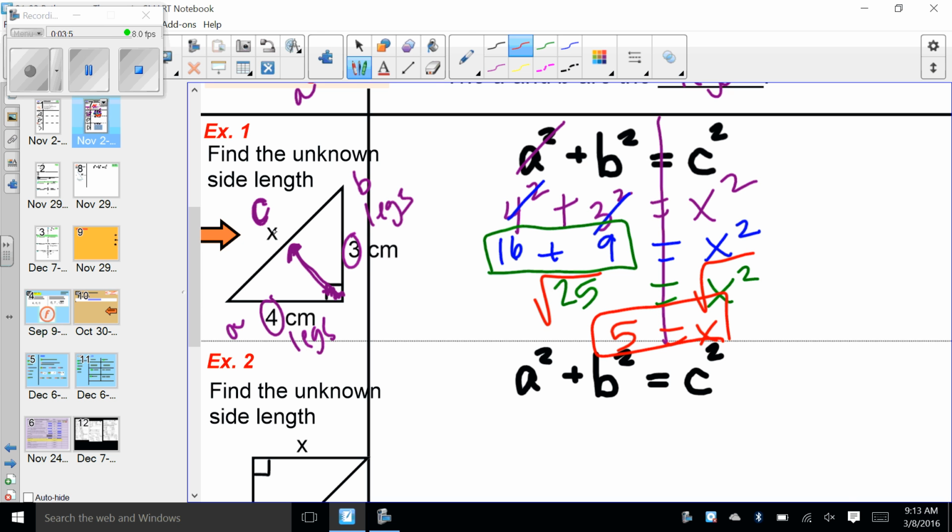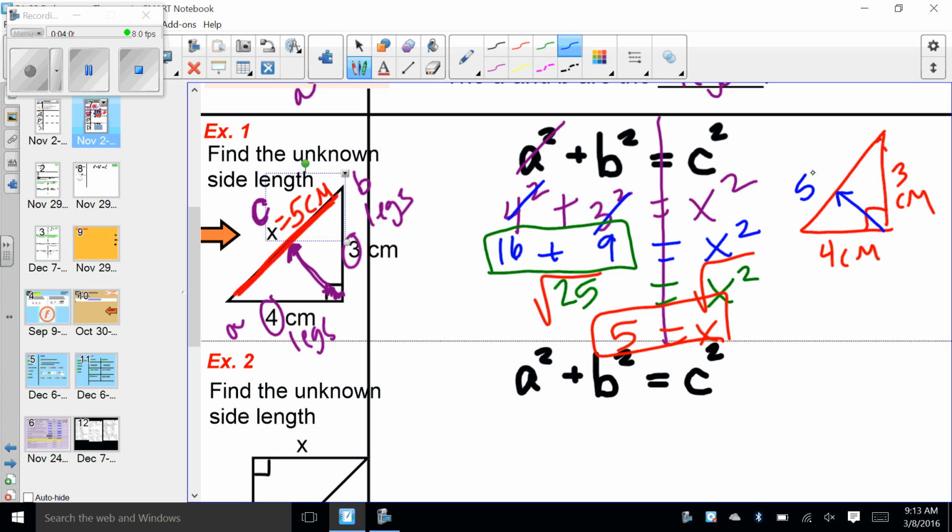So this length here, this x, actually is equal to 5 centimeters. So we found out that the hypotenuse, the side opposite the right angle symbol, is 5 centimeters. So our final answer there would be, we have this right triangle where the legs are 4 centimeters and 3 centimeters. That was given to us. We just found out that the hypotenuse is 5 centimeters.